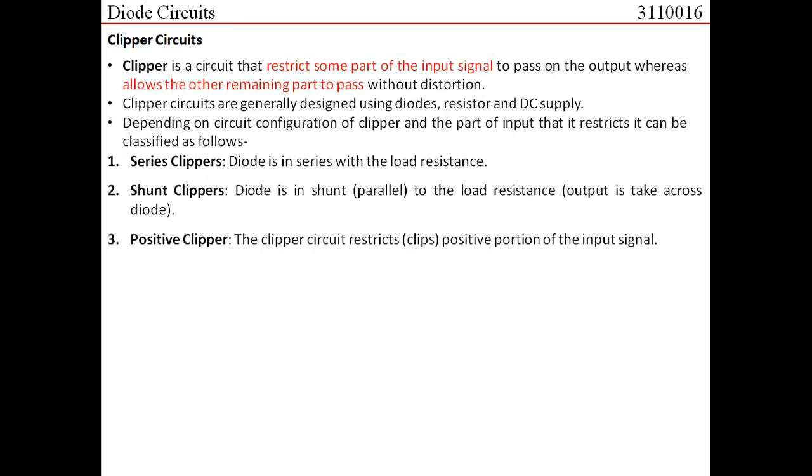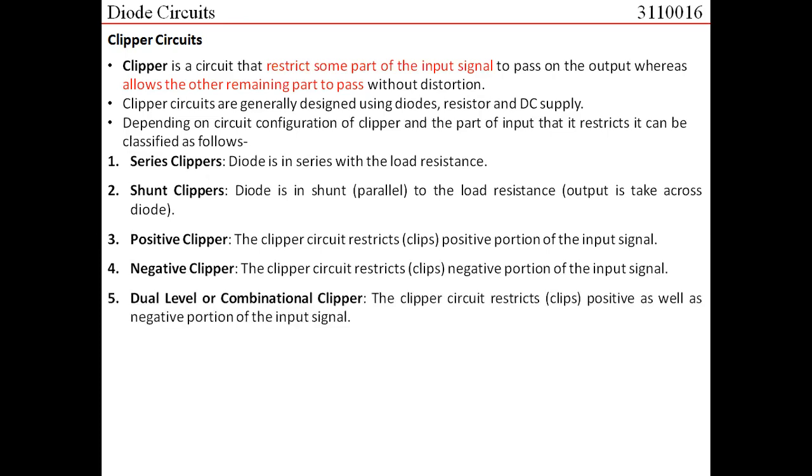Going further, we can have a positive clipper if the clipper circuit restricts the upper portion of the input signal. By positive, what we mean is the upper portion. If it restricts the upper portion of the input signal, we would call it a positive clipper. Similarly, if the clipper circuit restricts the lower portion of the input signal, that is the negative portion of the input signal, we would call it a negative clipper.